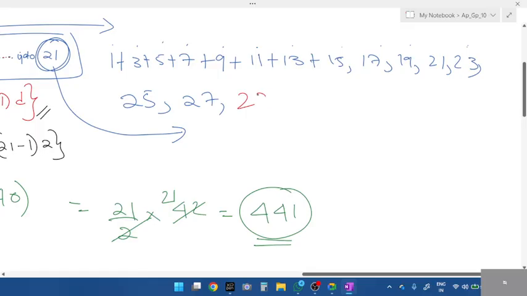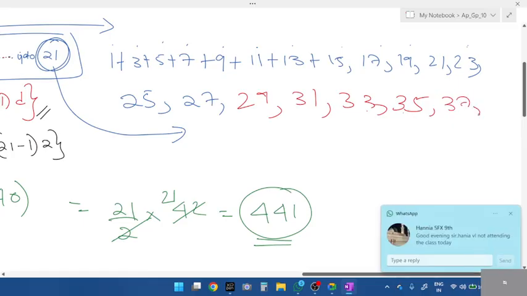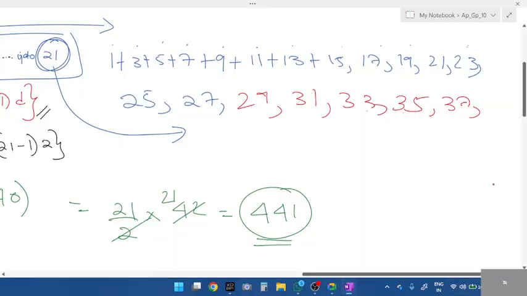So 27, 29, 31, 33, 35. Let us count. 1, 2, 3, 4, 5, 6, 7, 8, 9, 10, 11, 12, 14, 15, 16, 17, 18. Only 18 numbers are done. 18, 19. Next. After 37, how does the pattern follow, students? 39 and 41. Is it clear?